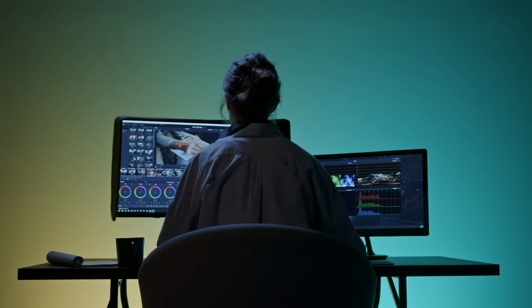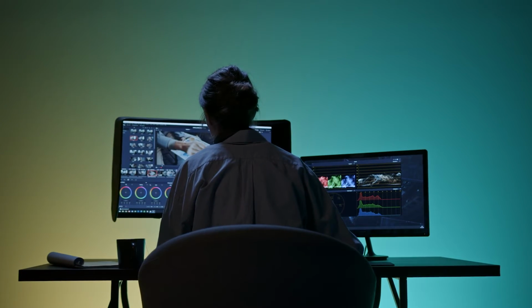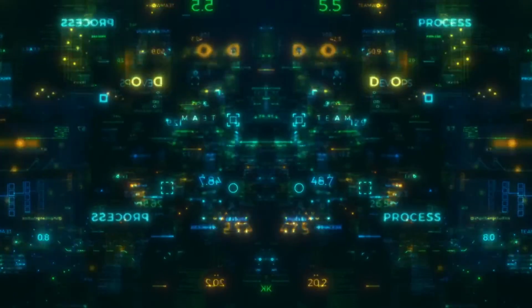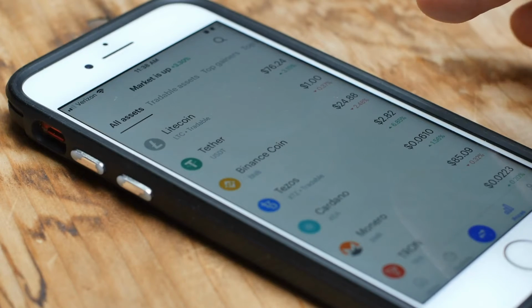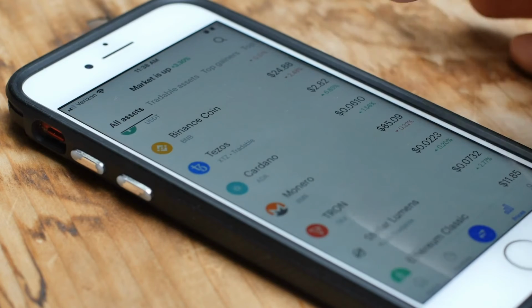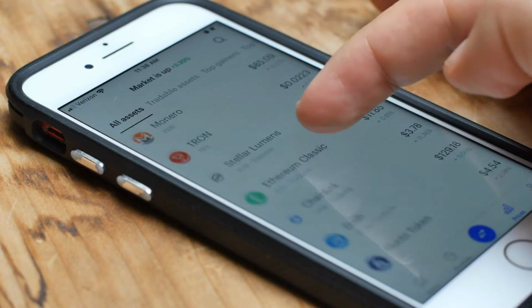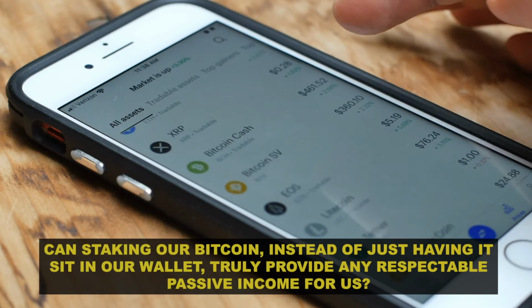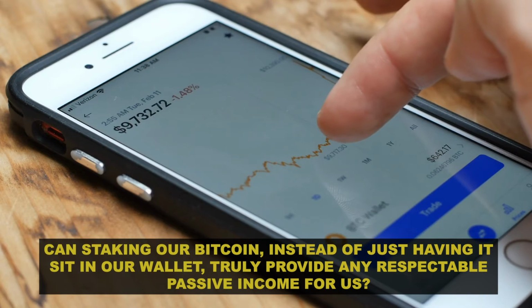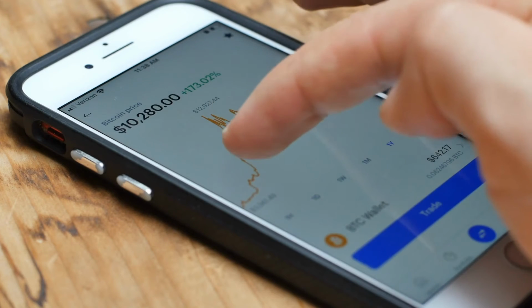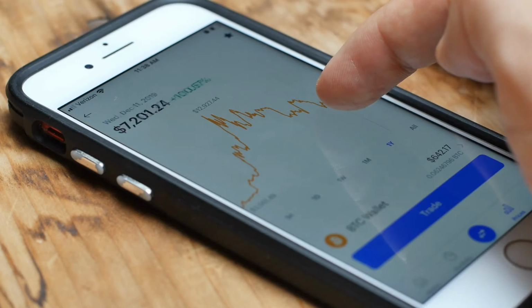Finding lucrative possibilities is challenging. You can often stake a cryptocurrency asset and earn respectable interest rates, but you have to do it for a long time, 1 or 2 years. As you can see, most of these crypto exchanges won't offer you absurd sums of money, so you would need to perform the math properly to ensure that you aren't wasting your time and money. Let's address the next question. Can staking our Bitcoin, instead of just having it sit in our wallet, truly provide a respectable passive income for us? You most likely believe it will rebound if you're in it for the long haul and have high hopes for the cryptocurrency market. Instead of letting your cryptocurrency holdings sit idle, you should stake them.